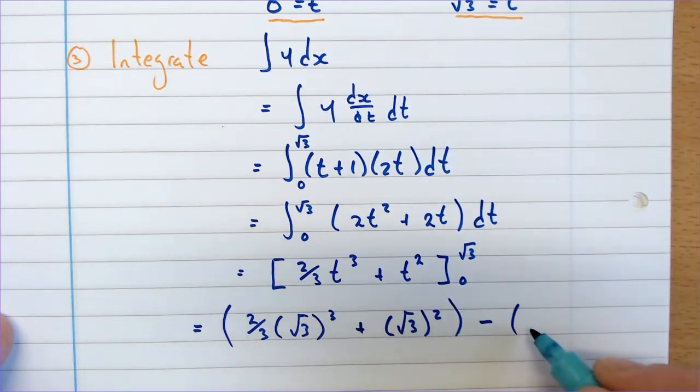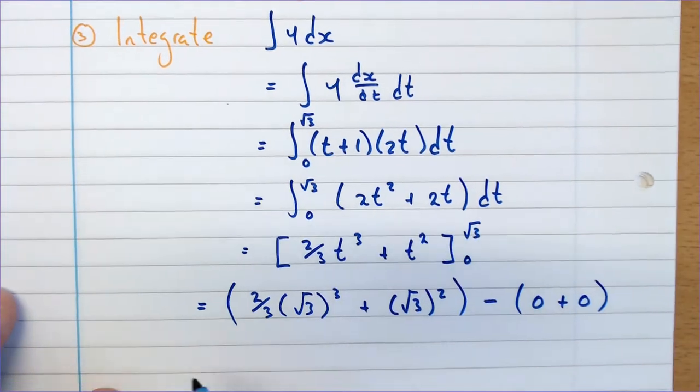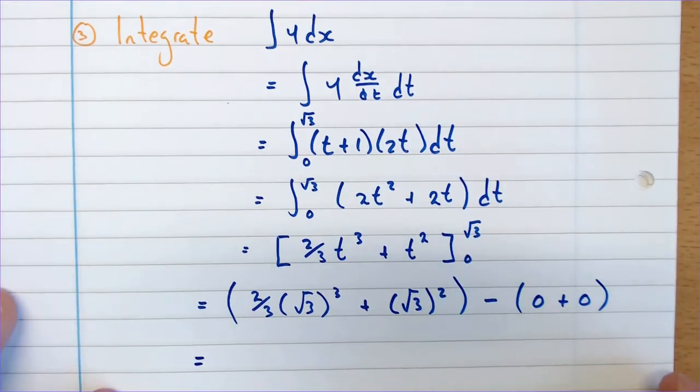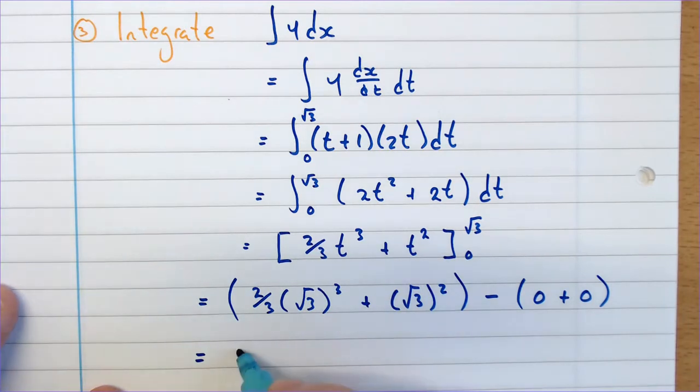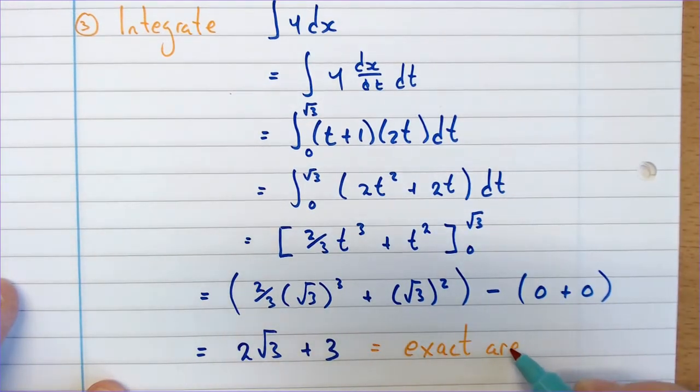Do feel free to use a calculator to check this if you like. Give your answer in exact form. Do not round off to a certain amount of decimal places unless you're specifically told to do so. Leave your answer as a square root. It should be 2 root 3 plus 3. You can check it on your calculator if you like. But that is your exact answer.